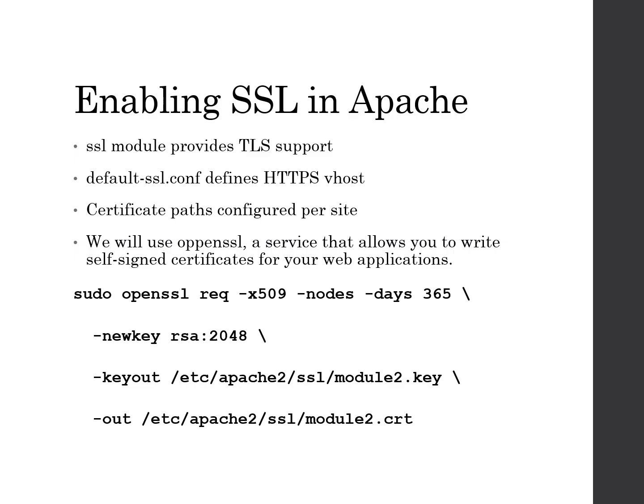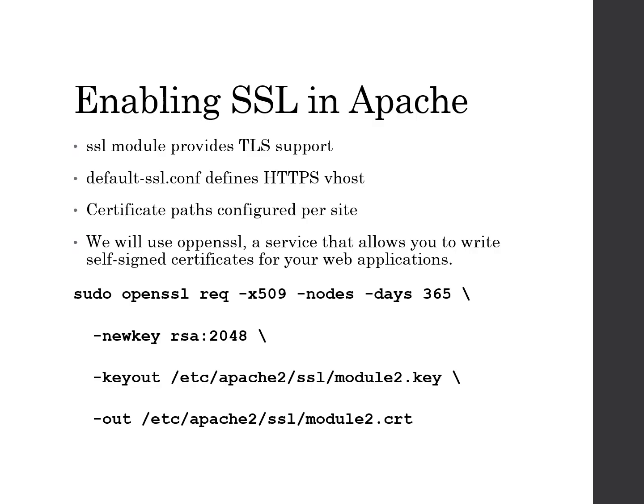So, enabling SSL, you need to have TLS support as well as default-ssl.conf define HTTPS as a vhost, which will make a little more sense in a minute after you do the lab. This is going to outline the certificate path, or where I can find the certificate that I created, as well as the key that will be deciphering the encryption. And we're going to use OpenSSL. Another popular option is Let's Encrypt, that you'll hear people talk about online.